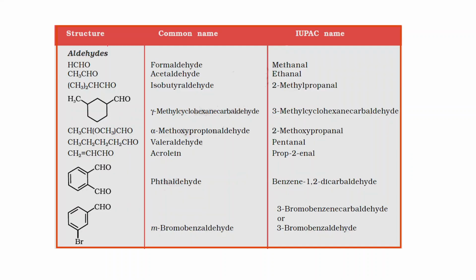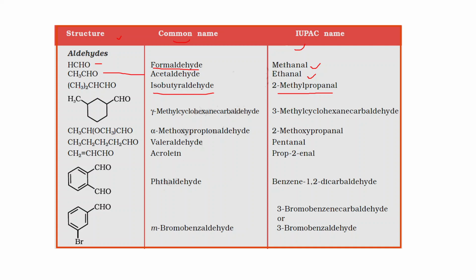Now see this table: structure, common name and IUPAC name. This is HCHO, this is formaldehyde. From formic acid, the IC is replaced by aldehyde, giving formaldehyde. This is methanol. This is acetaldehyde, this is ethanol. Now this is isobutyraldehyde, and this is 2-methylpropanol.